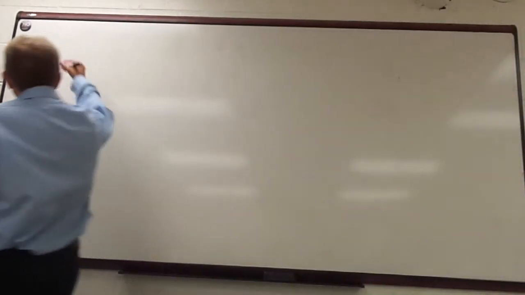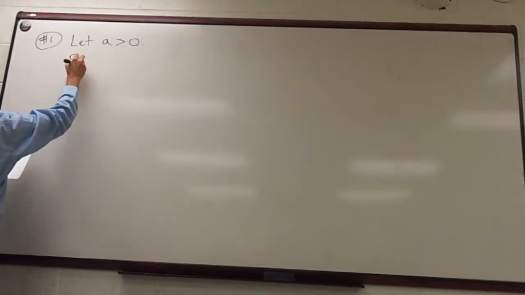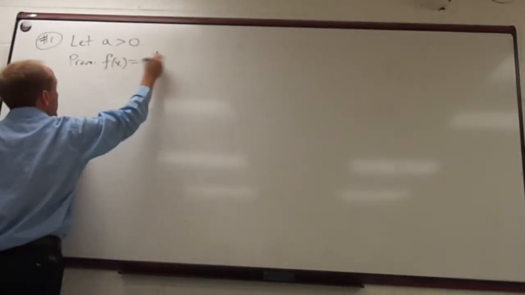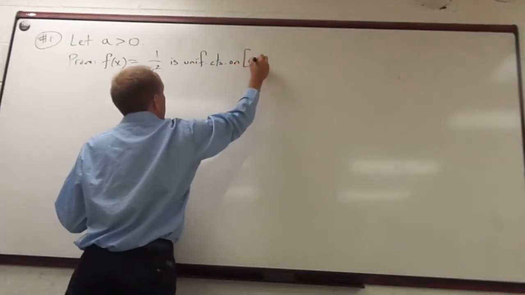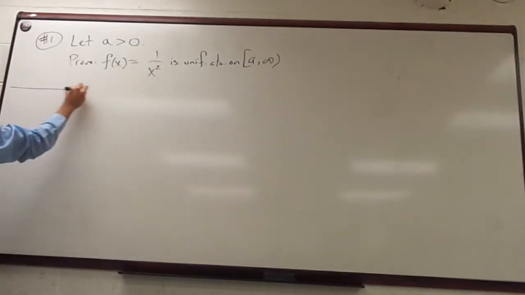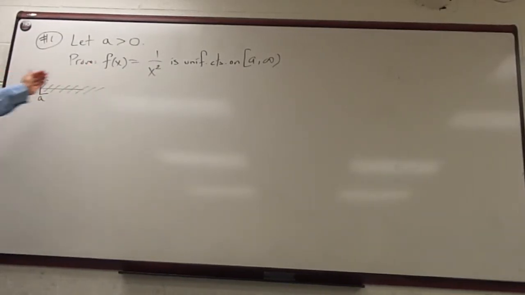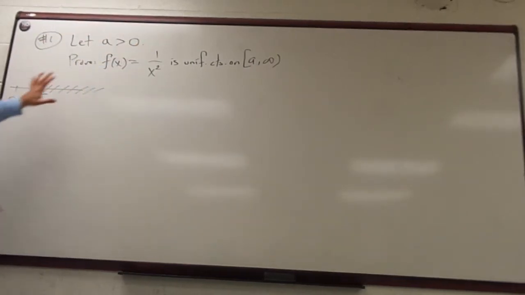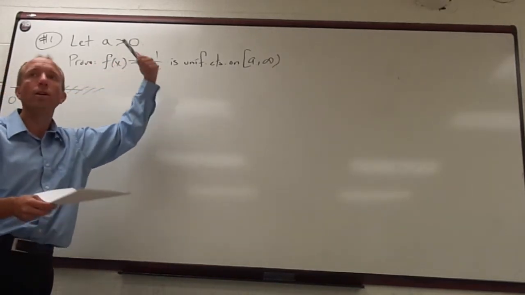Okay, so the first problem is the following. Let a be greater than 0 and prove that f of x equals 1 over x squared is uniformly continuous on the interval from a to infinity, right? So here's 0 and here's a, and we are looking at this ray basically. The book calls that a ray if it goes off to infinity or minus infinity. It's more or less an extended interval. And we just want to prove that this is uniformly continuous on that interval.